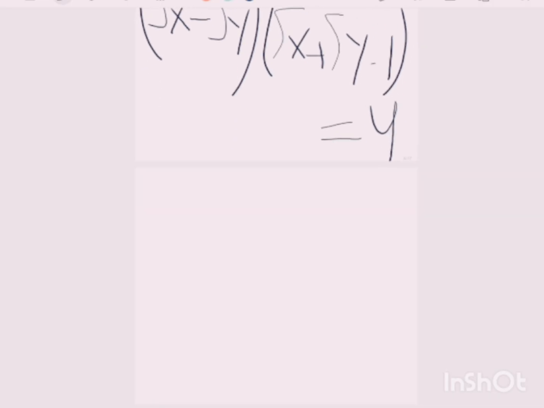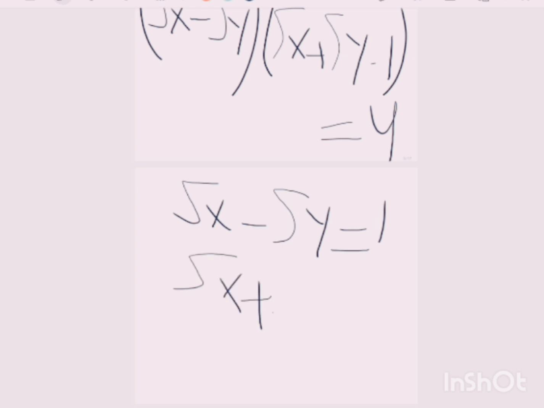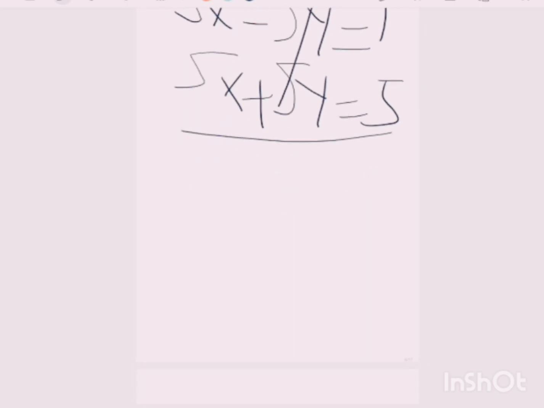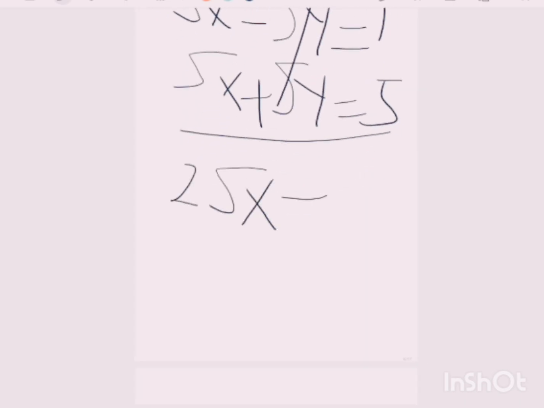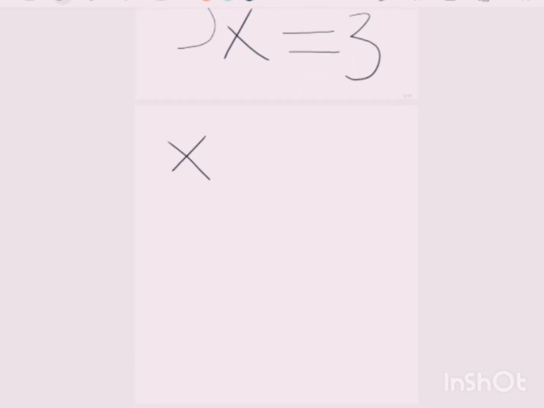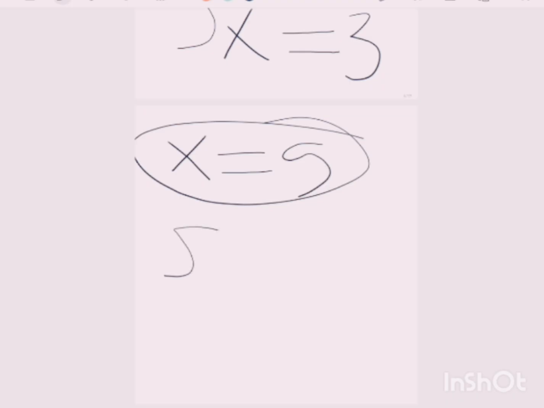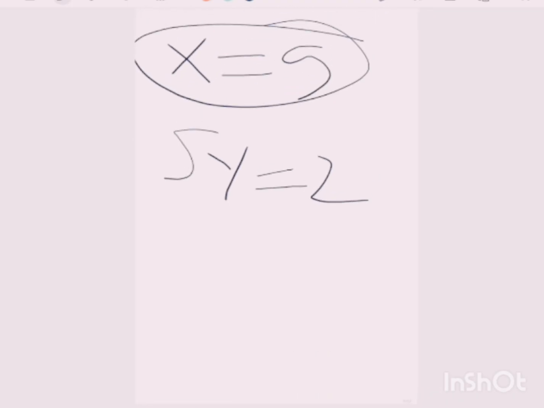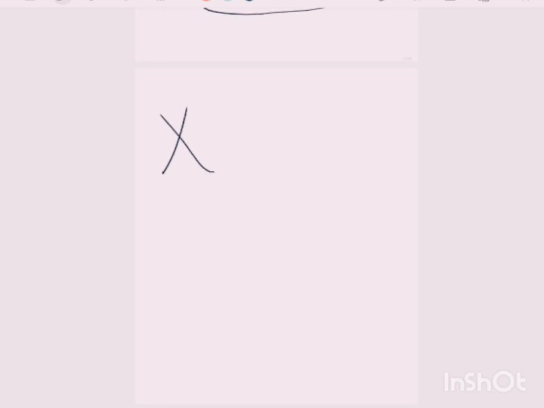Now again the only possibility is 1 into 4. So root x minus root y will be equal to 1, and root x plus root y will be equal to 5. Got it? So this and this get cancelled. So 2 root x equals 6, root x equals 3, and x equals 9. Similarly root y equals 2 and y equals 4. So again the answer comes as x equals 9 and y equals 4.